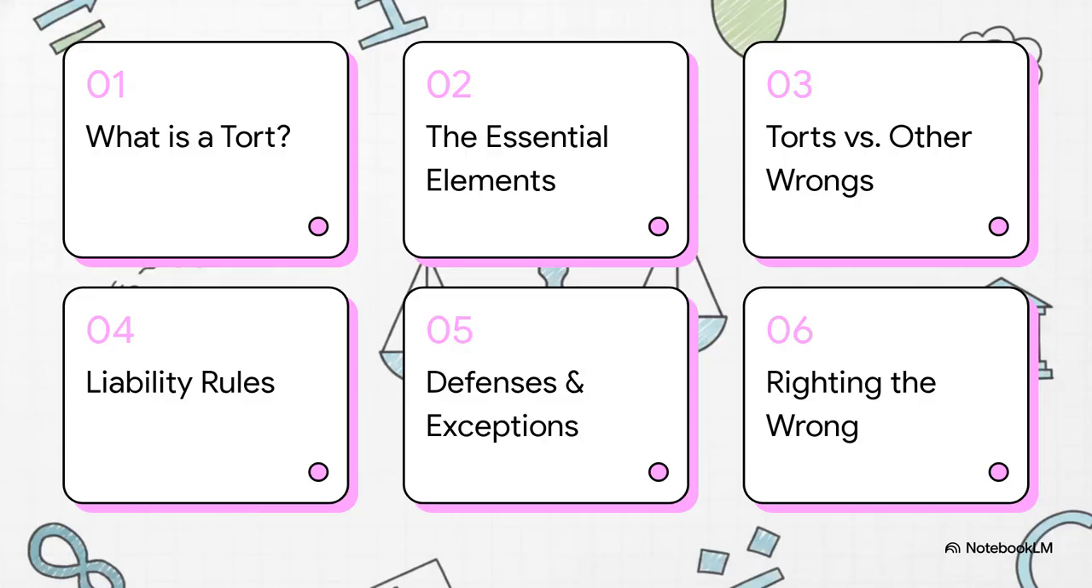So, here is our roadmap for today. We're going to quickly define what a tort actually is, break down its essential elements, see how it compares to other legal wrongs, and then get into some really interesting stuff like strict and vicarious liability. Finally, we'll wrap up with the legal shields or defenses and how courts go about righting the wrong with remedies.